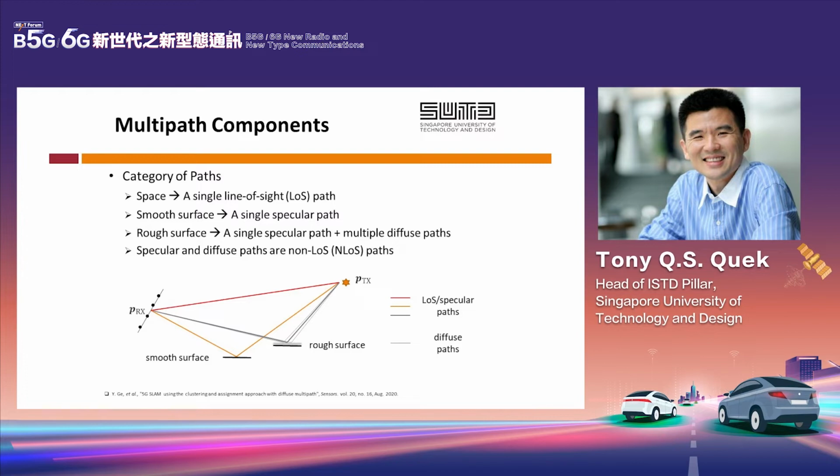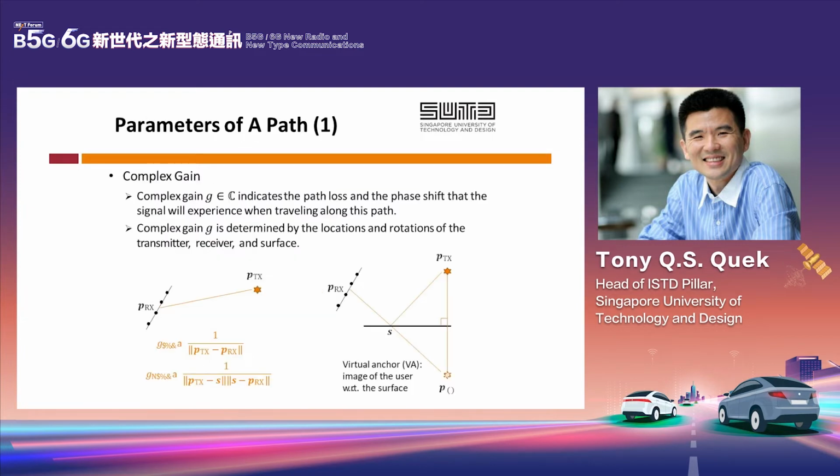But once I have a rough surface, you will have one single specular path, but then multiple diffuse paths from the environment. So from that information, we can have some sense of what type of surfaces the reflection surfaces are. The specular and diffuse paths are non-line of sight paths. So this is my model.